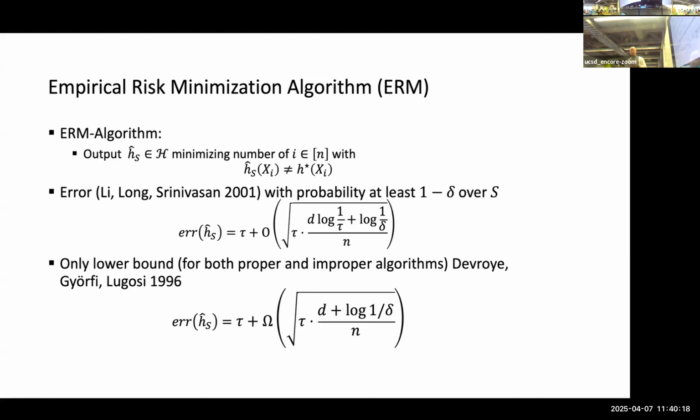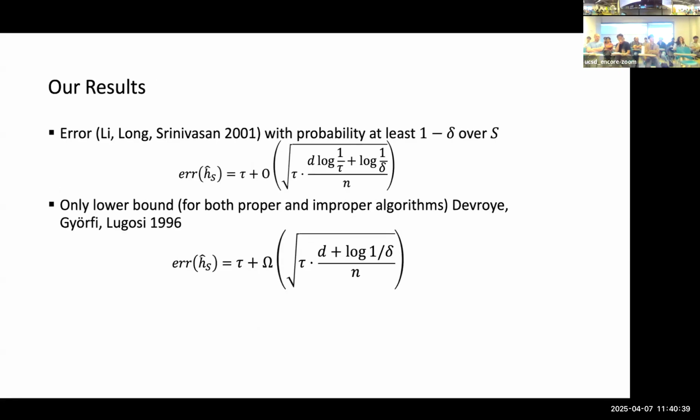And the only lower bound here is without this log 1 over tau factor that you see here. So that one's gone in the lower bound. So it's again this logarithmic gap between ERM and what you can prove for lower bounds. And this is the only lower bound both for proper and improper algorithms. Okay. So these are just the same bounds stated again. So what are our results? We have two results in this work.